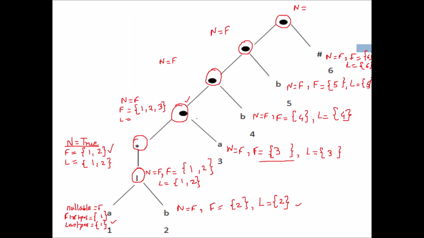So if we come here, we see the nullable value of the right child. It is not true. So we go in the else part, and the last pos value of the right child is considered. So we get the value of last pos as 3.